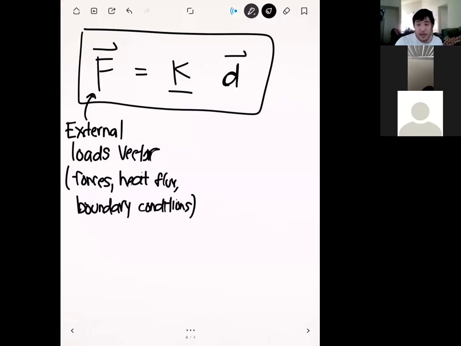There's a question in the chat. They're asking about body forces. Body forces would be included here as well. If you think of body force as something like gravity, I consider that to be an external effect. A body by itself doesn't generate an external force. If you shot yourself into space, you wouldn't generate a force. But the fact that we have a gravitational body force comes from the external forces from the Earth. So body forces would be included in that vector too.